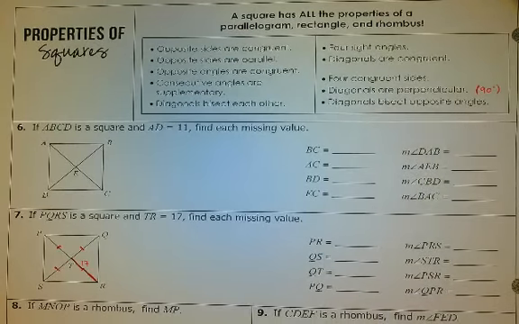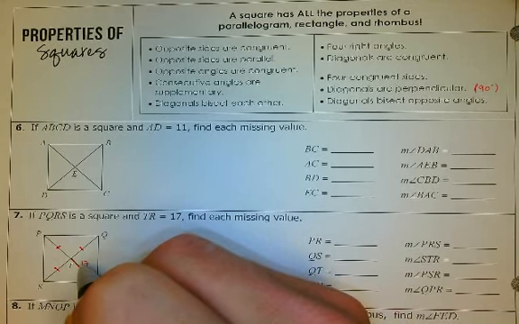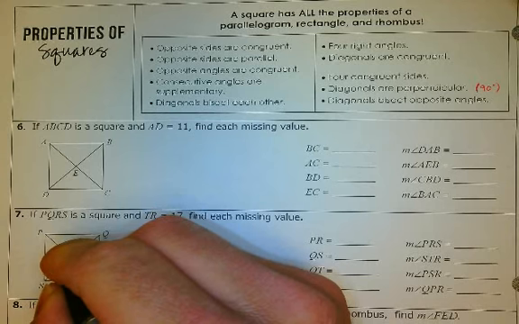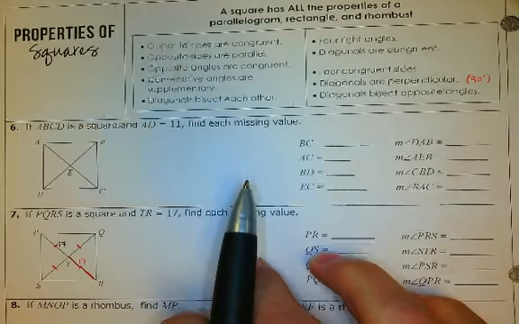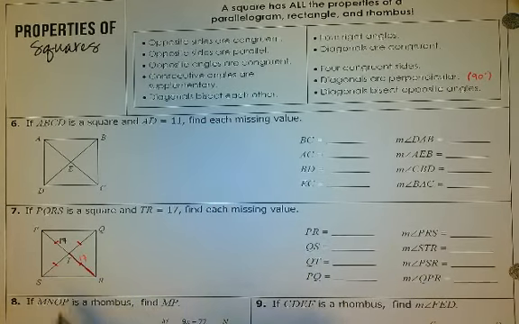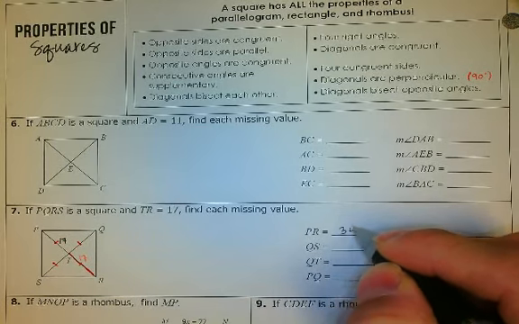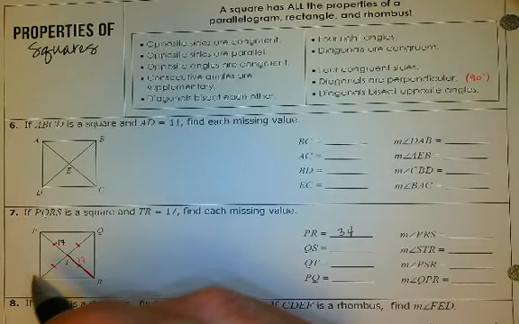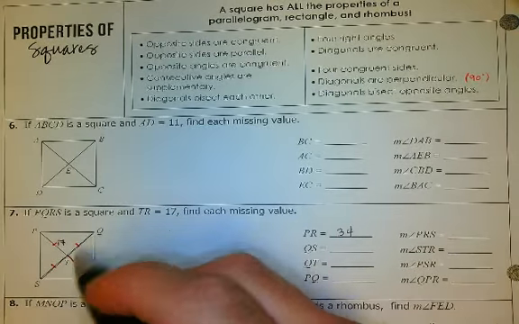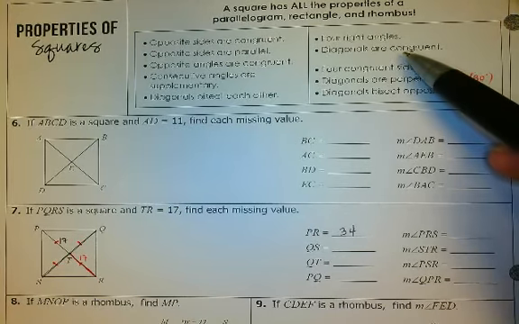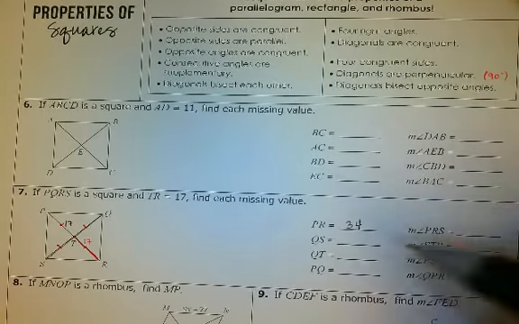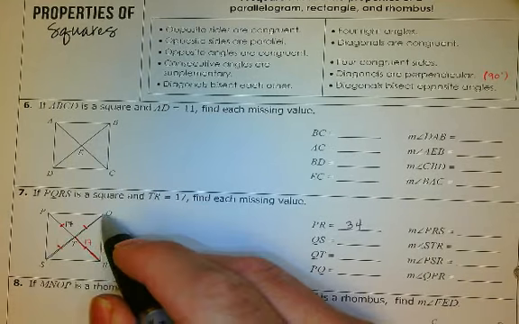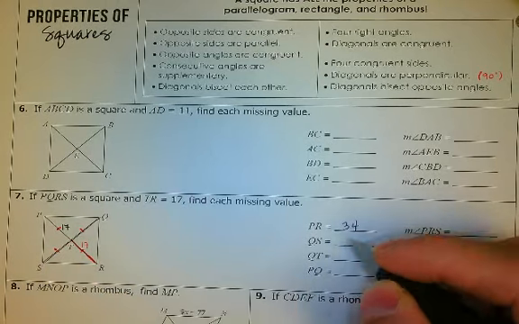Now what that means is we can take this 17 and we can put it with all the other red hash marks. So if I'm finding PR, it's just 17 plus 17. It's both 17s combined together. So we add those together, we get 34. QS is right here. We're going to use that diagonals are congruent again. So if QS is a diagonal, it's going to be the same length as PR. So they're both 34.